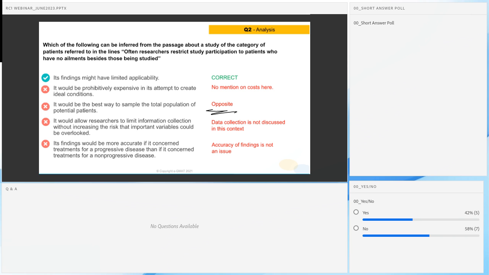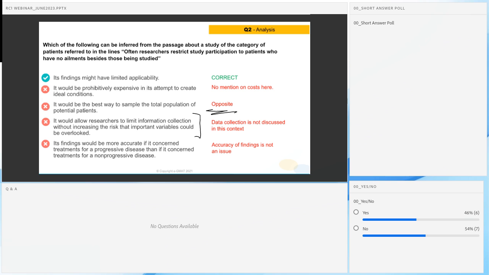It would allow researchers to limit information collection without increasing the risk that important variables could be overlooked. Remember, read the entire choice. Now, data collection, is it discussed in this context? Absolutely not. It's discussed in the first paragraph. This is a completely different context. This is the second proposal overall. So do not cross proposals, do not cross contexts in GMAT RC.